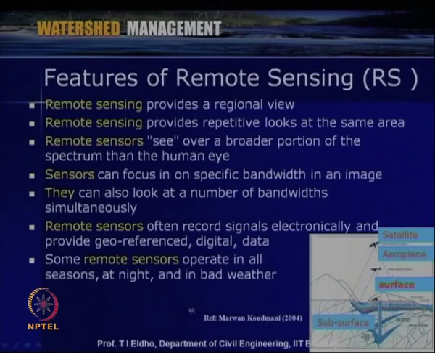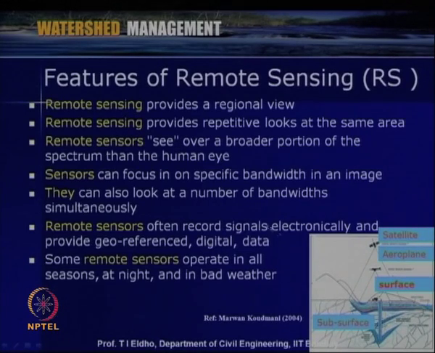Now within this background, let us look into the important features as far as remote sensing is concerned. In this slide, the various features are listed. In this figure, taken from Marwan and Kotmani 2004, modified, this is the aircraft flying over, or a satellite moving over the surface. You can see the way the scanning or reception of the particular electromagnetic spectrum band is obtained by the receiver. Remote sensing provides a regional view. If this is the watershed, the entire region is obtained within one passage of the satellite.